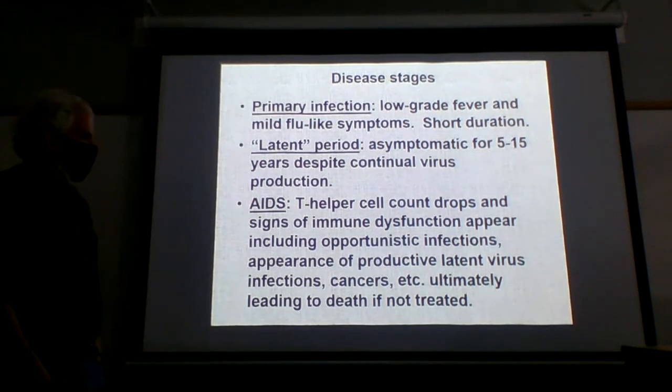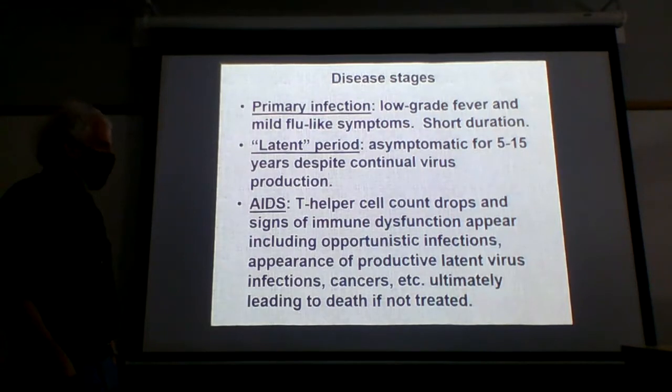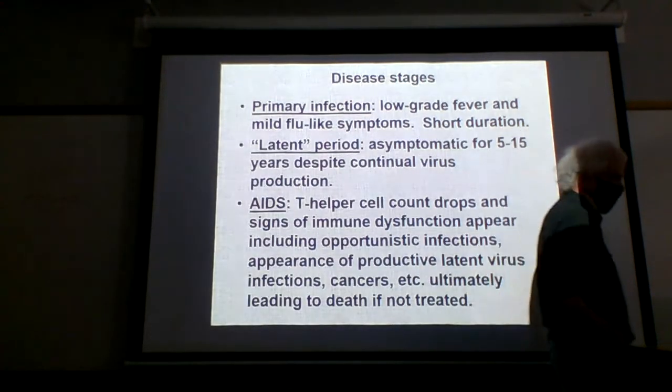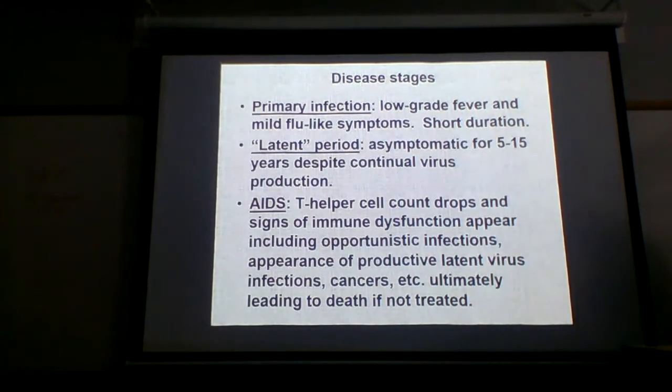And this is identified because the T helper cell count drops. By looking at the T cell number, that's one of the ways they were back then able to diagnose HIV. It took a while for an HIV test to be developed.